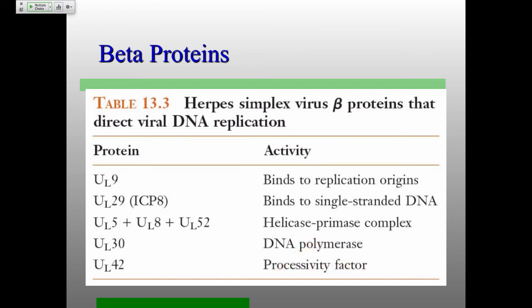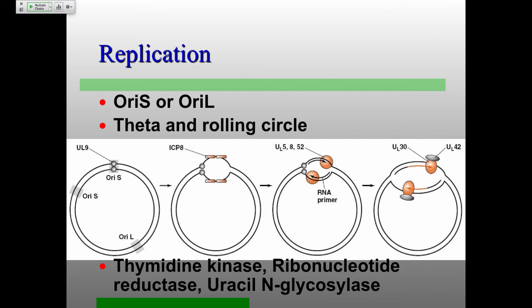So basically, everything that's involved in replication is all being brought along with the virus genome. And so a lot of these beta proteins are really the DNA replication proteins. How does DNA replication take place? You can probably guess, given helicases, DNA polymerases, processivity factors, origin binding complexes. Again, very similar to cellular processes, except that this is all viral proteins now that are involved in this process.